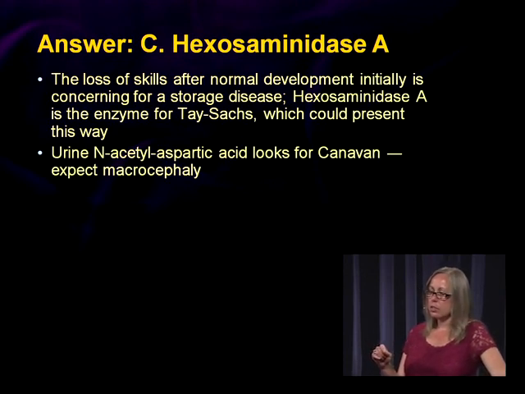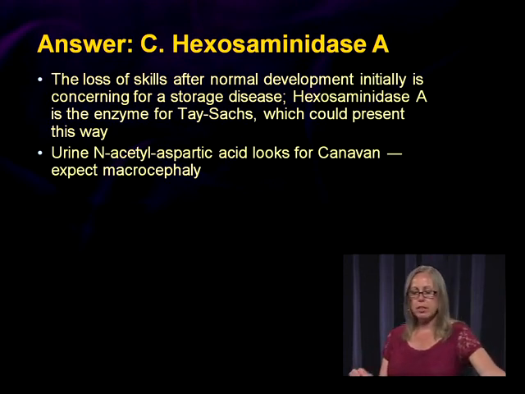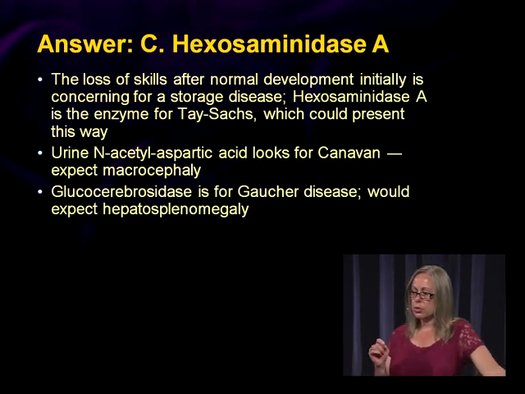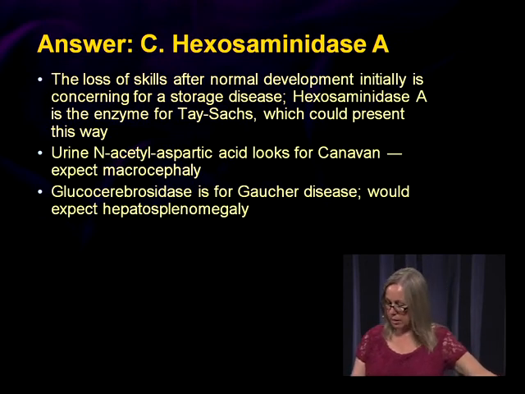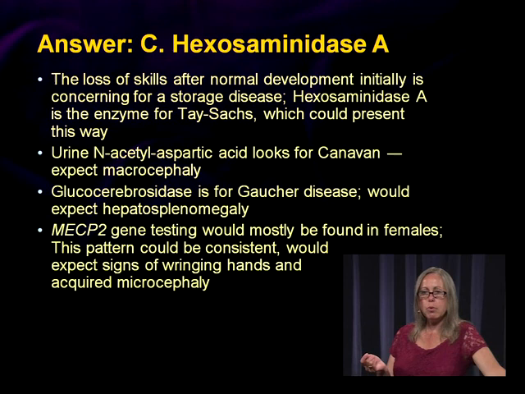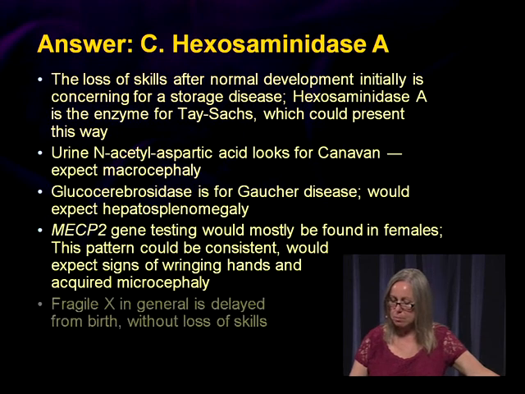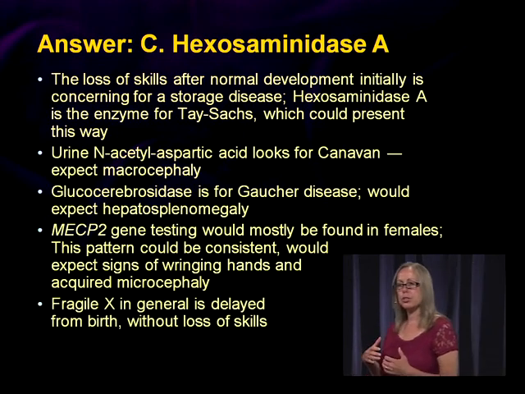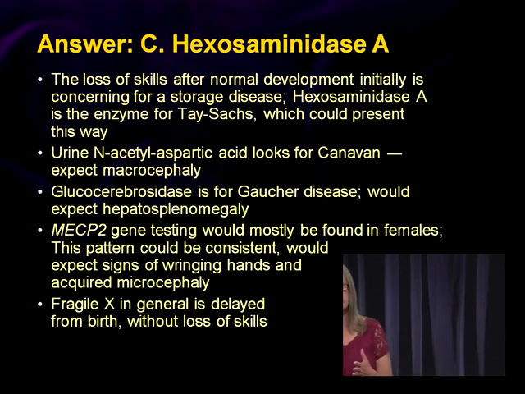N-acetyl-aspartic acid looks for Canavan's, and you would expect to have a big head. Glucocerebrosidase is Gaucher's disease, so you'd expect hepatosplenomegaly and anemias. MECP2 is the gene for Rett syndrome, and so you would expect that hand-wringing sign and acquired microcephaly. And Fragile X is generally delayed from birth, and there's no loss of skills, but slow progression and attainment of skills.